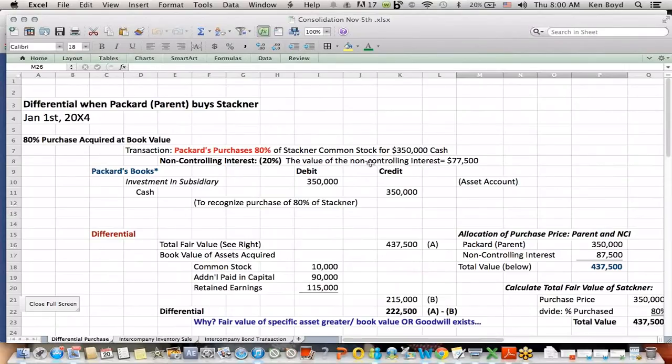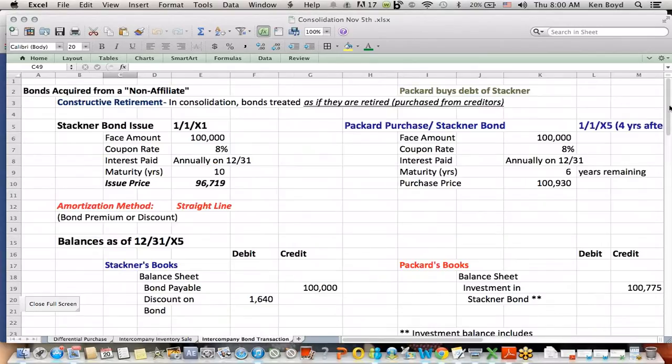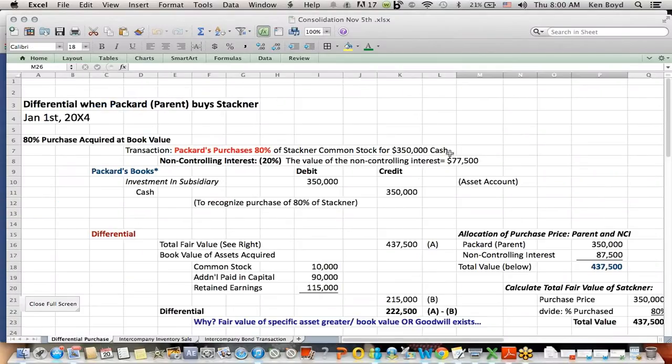What I wanted to talk about today was a continuation of last time. Last time we talked about a differential and an intercompany inventory sale, and I want to cover a differential again. It's important, but I also want to talk about an intercompany bond transaction, which is difficult, maybe the most difficult intercompany transaction that you have to deal with. So first, to the differential. I'll go through this quickly because it's on the other video that's similar to this.